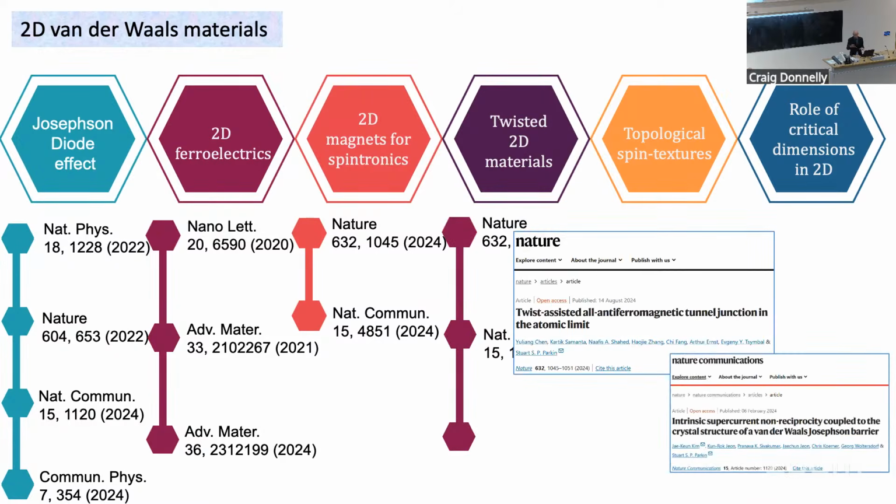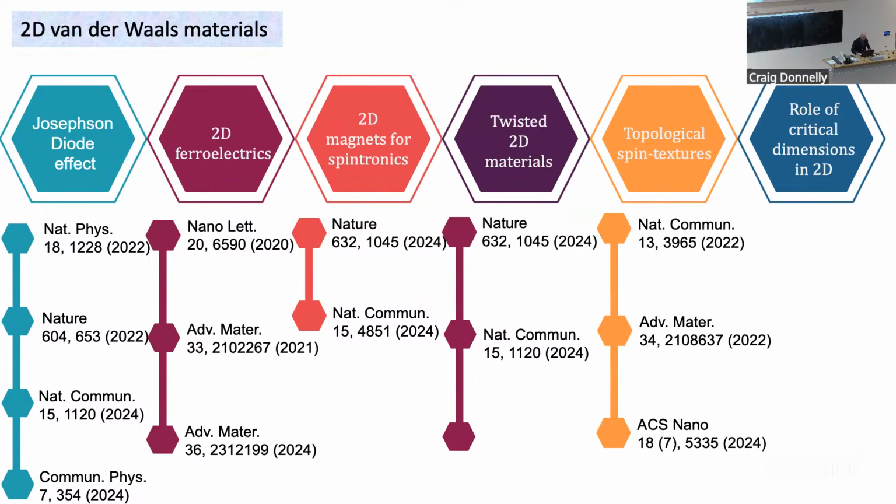And so twisting of 2D materials is again another huge area within this field, which is hugely interesting. And we've used twisted monolayers to create novel tunnel junctions I'm going to discuss today, as well as interesting barriers for Josephson junctions, where we can prove that these non-reciprocal superconducting effects are truly related to the crystal structure. They're intrinsic and not extrinsic.